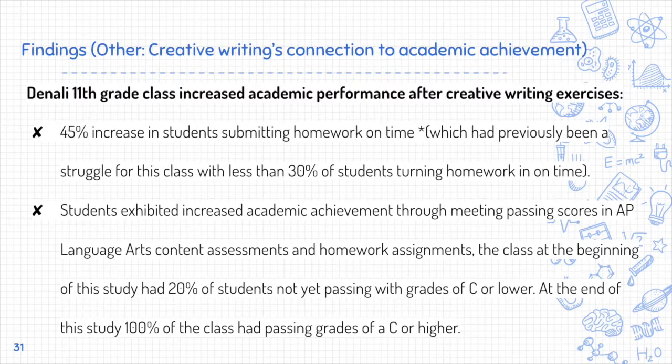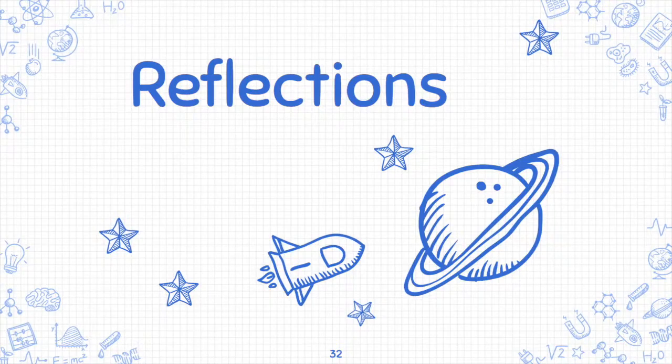Following that, we saw that students exhibited increased academic achievement through meeting passing scores in content assessments and homework assignments. The class at the beginning of this study had 20% of students not yet passing with grades of C or lower. And now at the end of this study, 100% of the class has passing grades of a C or higher. So I thought that was really interesting and extremely encouraging. So moving on to reflections, I'll hand it over.